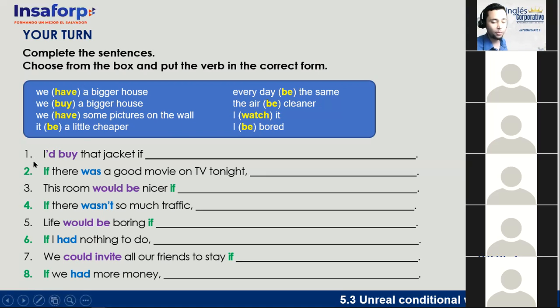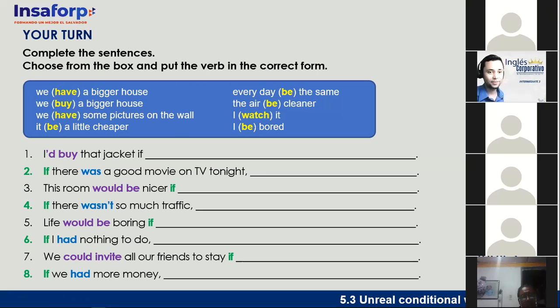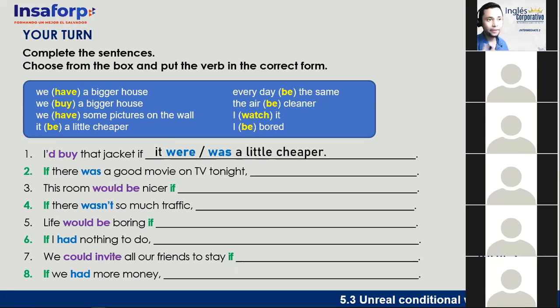Vamos a ver. Number one, I'd buy that jacket if... ¿Con qué lo podemos completar y cómo va a ir el verbo en ese caso? Be a little cheaper. That's the phrase. But what about the verb be? How can you use it? You need to change it. I would buy that jacket if it were. Correct. I would buy that jacket if it were or if it was a little cheaper. That is correct. Very good.